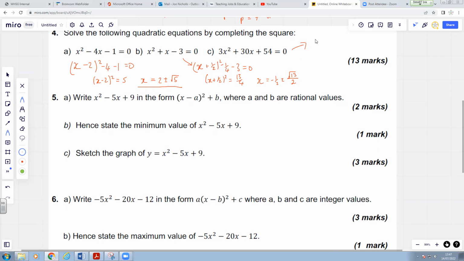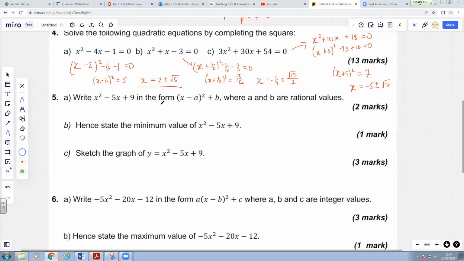Here on this one, divide everything by 3 first, makes it a lot easier. 18, isn't it? Okay, so now we just complete the square. X plus 5 squared minus 25 plus 18, which is, of course, minus 7. So when I add it over, I'm going to get x plus 5 squared equals 7. And so x equals minus 5 plus or minus root 7. Cool. Hope that was okay.